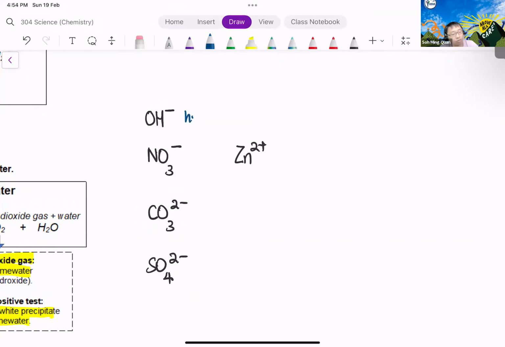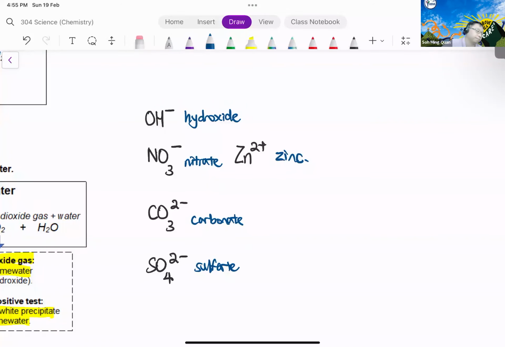You have the hydroxide, the nitrate, carbonate, sulfate. And of course, Zn2 plus is zinc. Zinc is also commonly tested at the N level, so you should know the charge formed by zinc. If you can memorize these 5, honestly, you will go very far already.